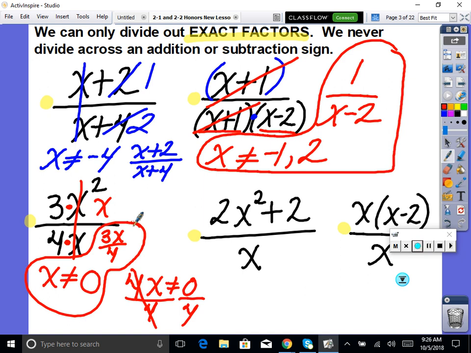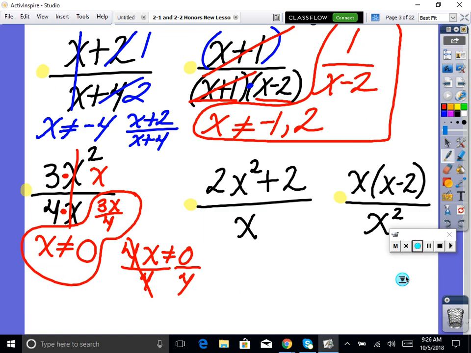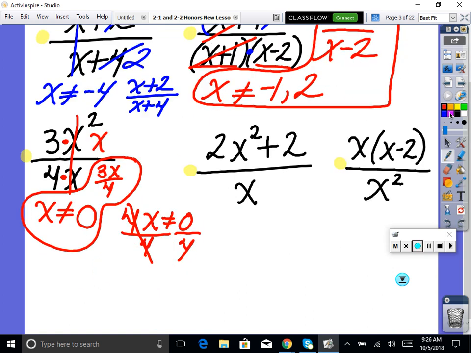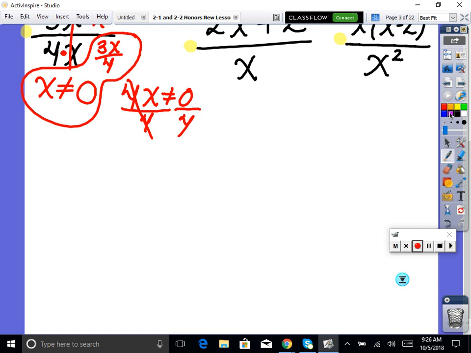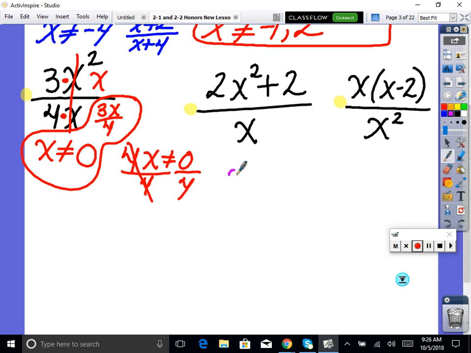Okay, now question for you. Let's test your abilities and your knowledge. I can totally restrict here, x cannot equal what? 0. Can I divide those x's out? No, because there's a plus sign, right? We can't divide across an addition sign. That would be really bad, so we would not do that. Does everybody see the difference?